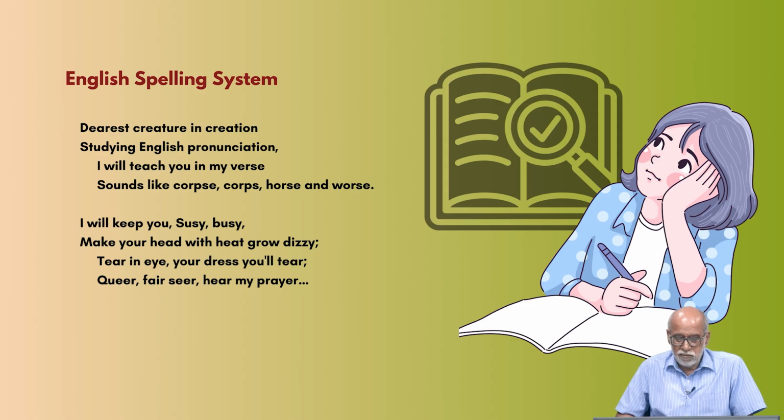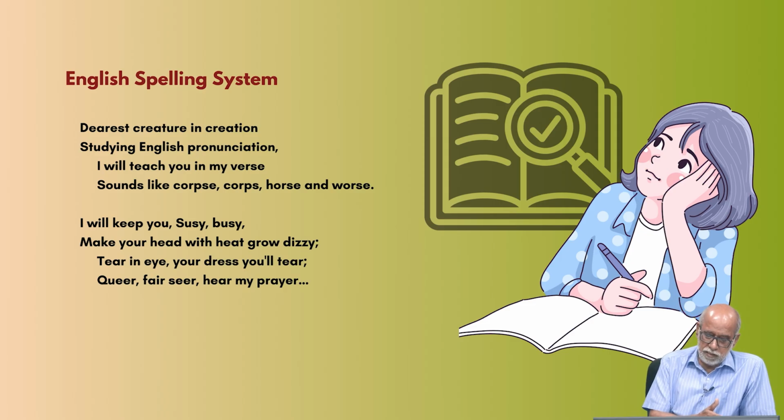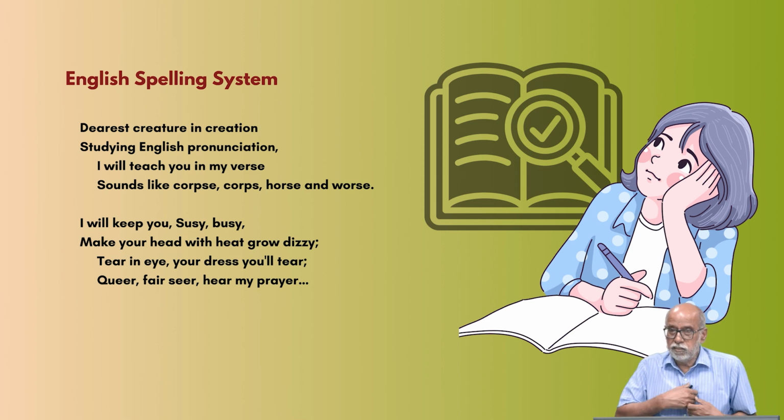Make your head, short A, make your head with heat, long E, grow dizzy. Here Z is spelt with Z, and in the earlier line Susie and busy, it is spelt with S. Tear in eye, your dress you will tear, the same spelling, but when it is a noun it is tear in your eye, your eyes are watery. Your dress you will tear, then it becomes a verb.